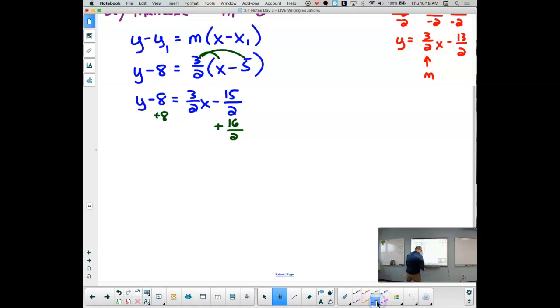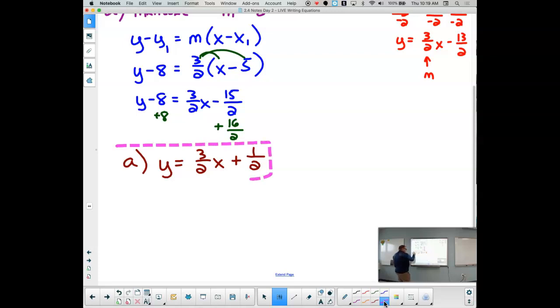So my first answer here to question part A is going to be y equals 3 halves x. Negative 15 halves plus 16 halves is positive 1 half. And that is the answer to part A.